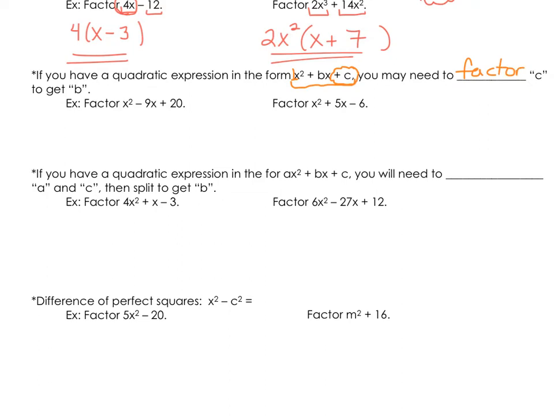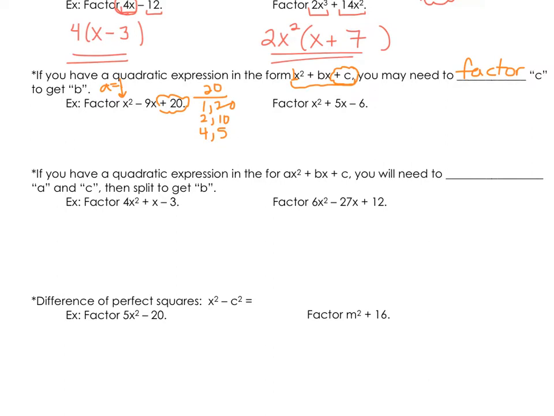So here's a couple of examples as review. It says factor x squared minus 9x plus 20. So in this case, a equals 1. And because of that, we can go right to the constant of 20. All possible factors of 20 include 1 times 20, 2 times 10, and 4 times 5. Those are all the ways you could multiply to get 20.